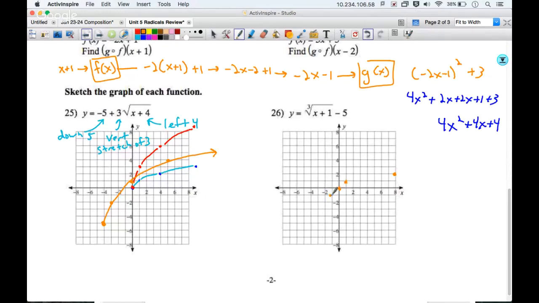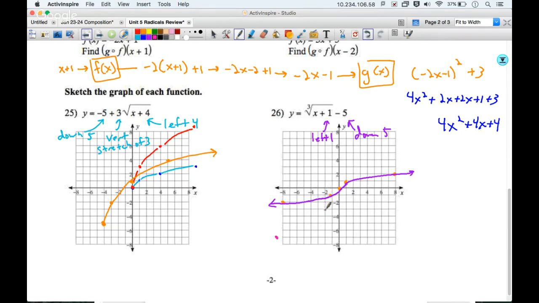Cube root of negative 1 is negative 1. Cube root of negative 8 is negative 2. So this one reaches all the way across the graph, and it's got this kind of curved S shape. And now I've got to apply my transformations. This is a left 1 and a down 5. Pretty similar to our last one, left 1, down 5. With all of those points I just put on there, left 1, down 5 takes us to about there.